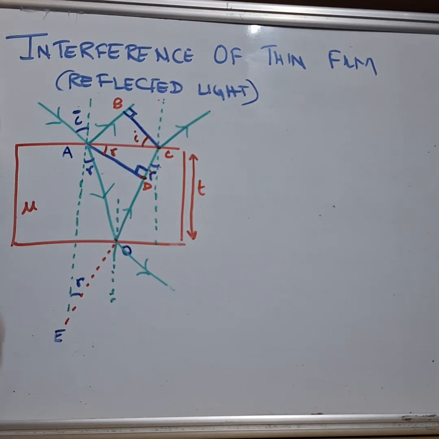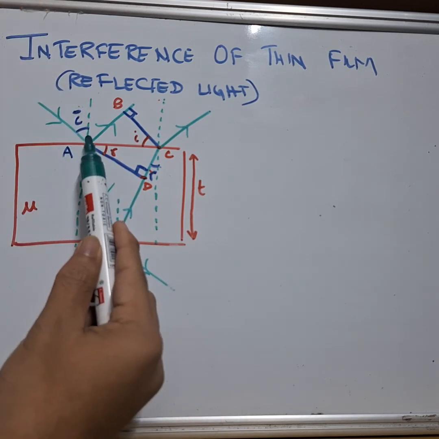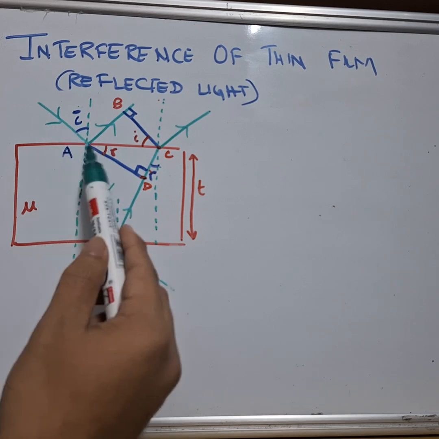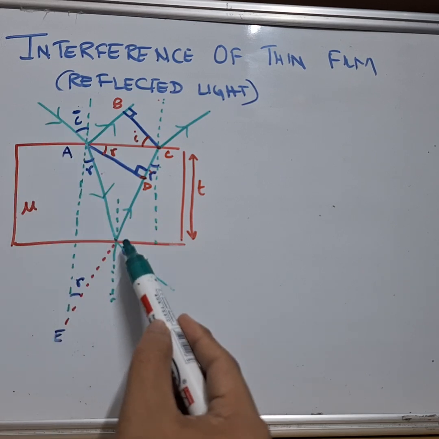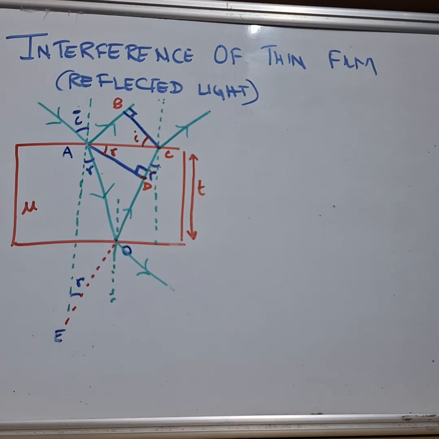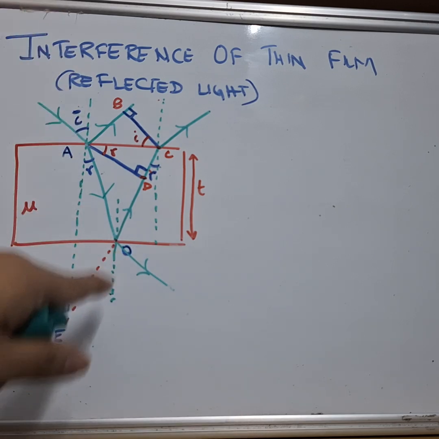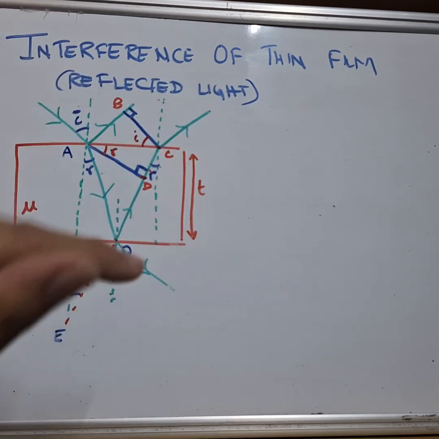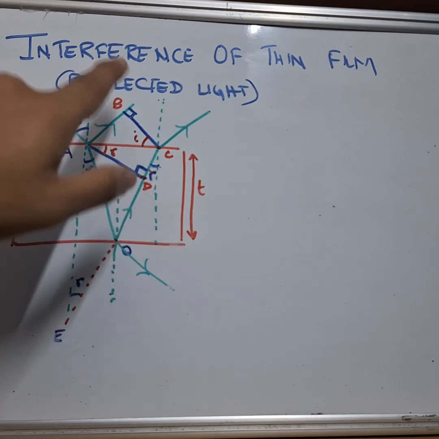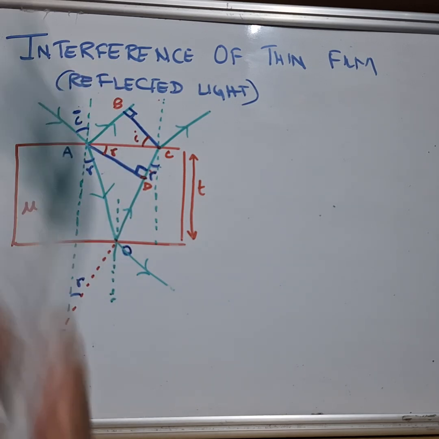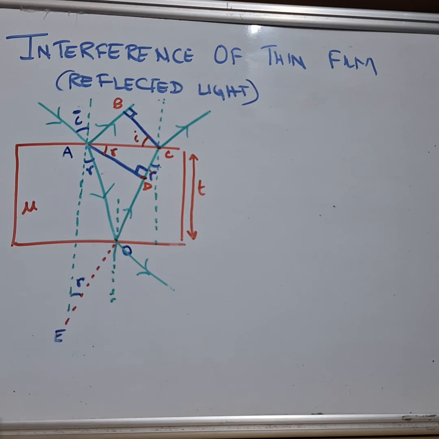If you see the whole diagram, you will see there are majorly 5 to 6 points. First, it is the point A, where it was first incident. Second is this point O, where the second part, the refracted part, was incident. Third is the point C. Now, if you see E, D, and B, these are points which are made by us. These did not happen actually.